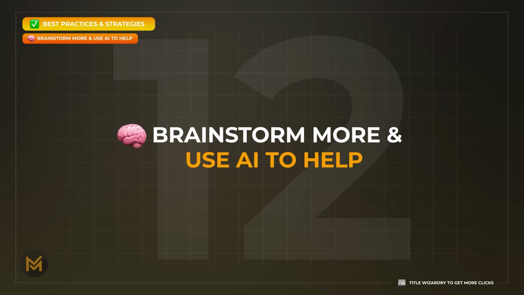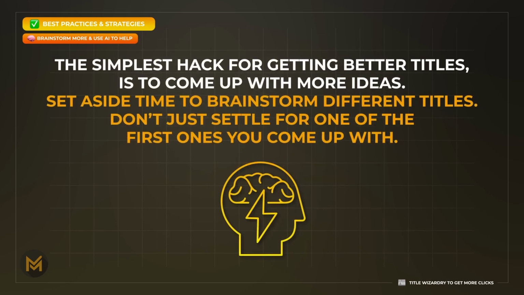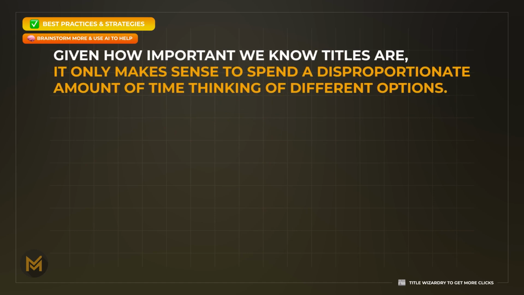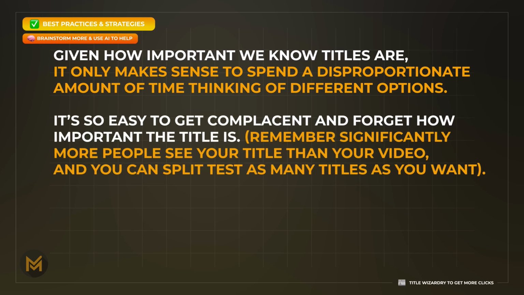Number 12, brainstorm more and use AI to help. The simplest hack for getting better titles is to come up with more ideas. Set aside time to brainstorm different titles. Don't just settle for the first one that you come up with. Given how important we know titles are, it only makes sense to spend a disproportionate amount of time thinking of different options. It's so easy to get complacent and forget how important the title is.